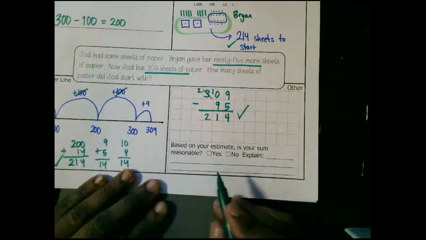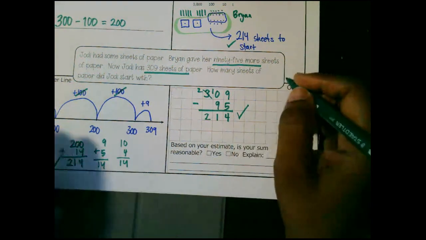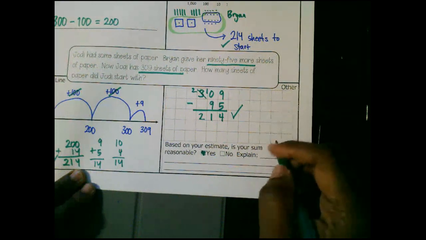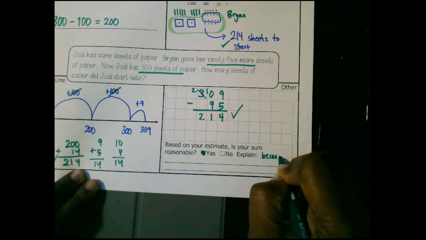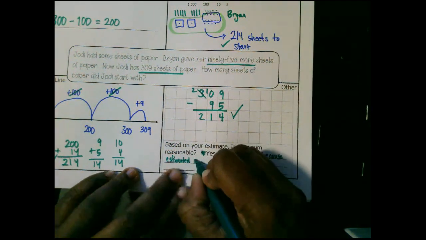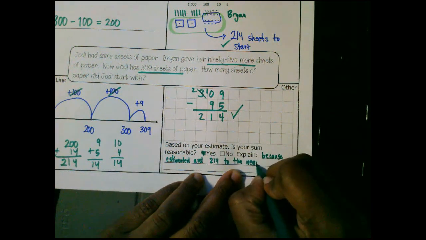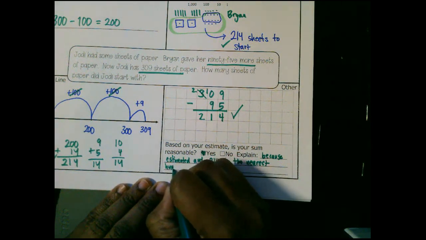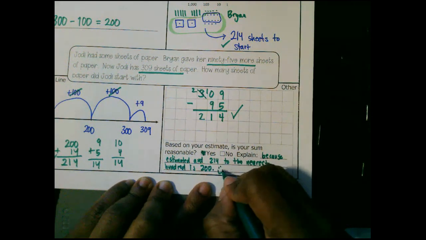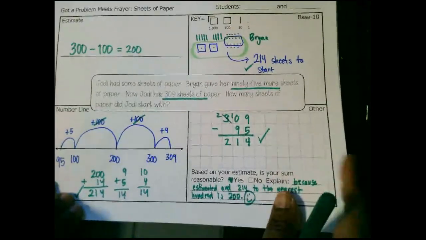Based on your estimate, is this difference reasonable? And yes, it is, because we estimated. And 214 to the nearest 100 is 200. So we definitely know our answers before we even click submit for our test.